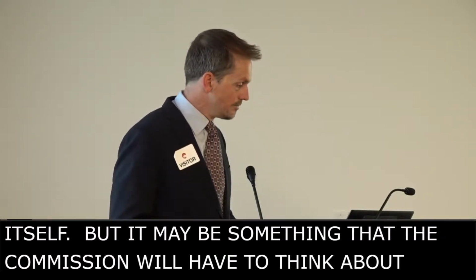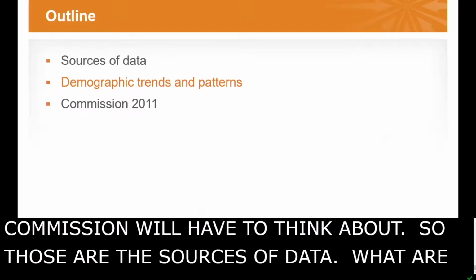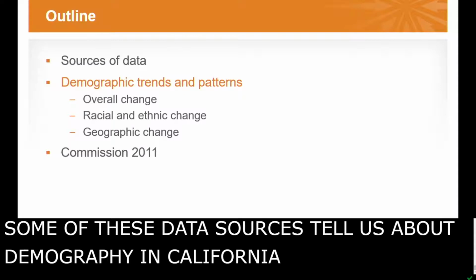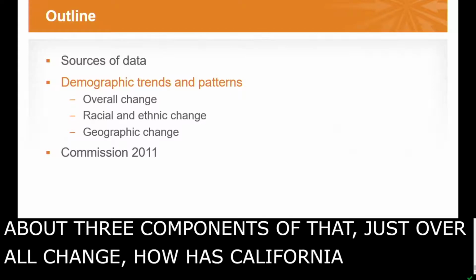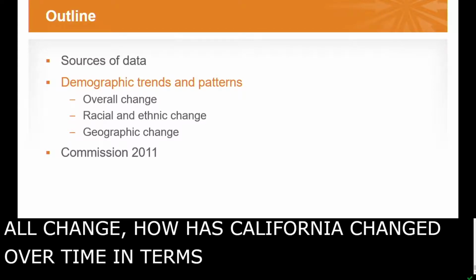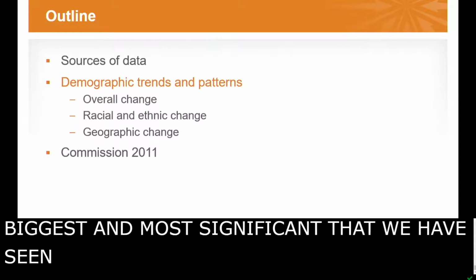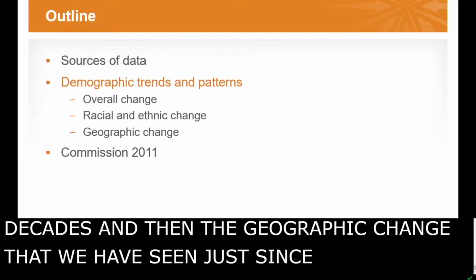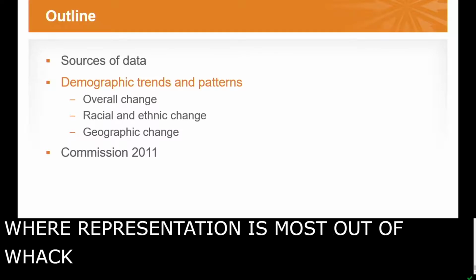So those are the sources of data. What do some of these data sources tell us about demography in California? I want to talk about three components of that. First, just overall change: how has California changed over time, just in terms of its top line numbers? Then racial and ethnic change, which is really the biggest and most significant change that we've seen in California over the last few decades. And then the geographic change that we've seen just since the last redistricting, which indicates roughly where representation is most out of whack in terms of the need to equalize population.